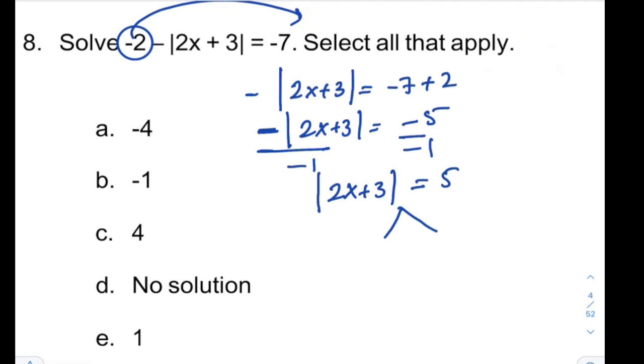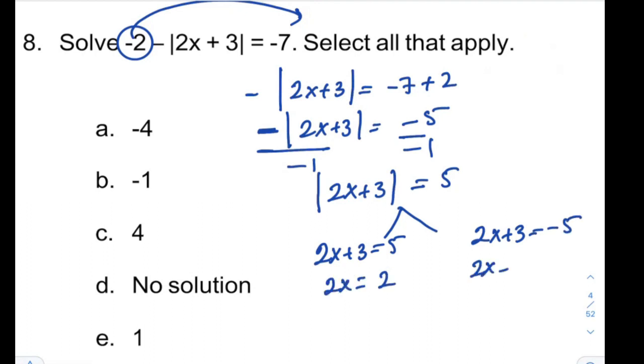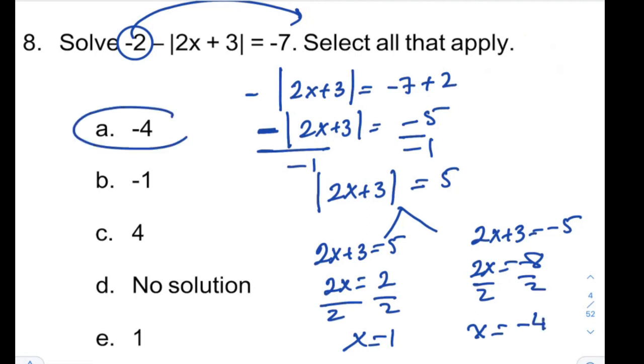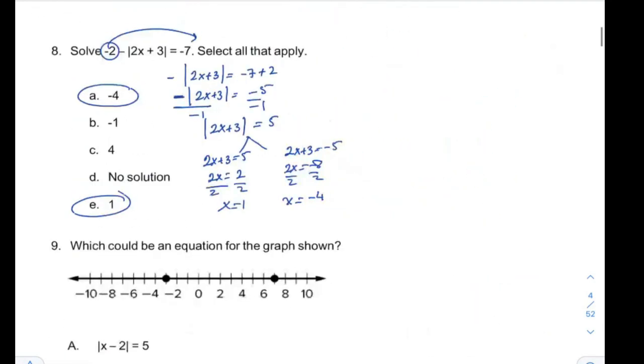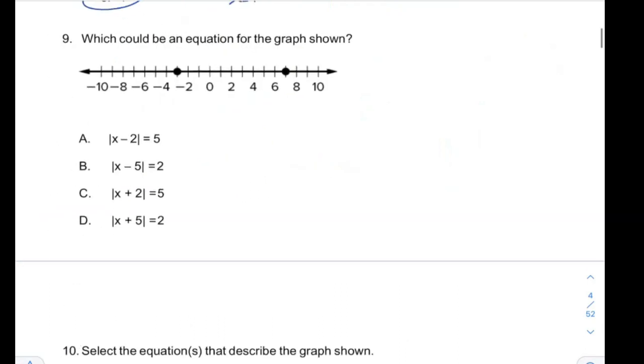Now we have two cases, either 5 or negative 5, and you will solve each. So x is 1 or x is negative 4. So we have here negative 4 and 1. Two solutions. So when an absolute value equals to a positive number, then you have two solutions, which could be an equation for the graph shown.